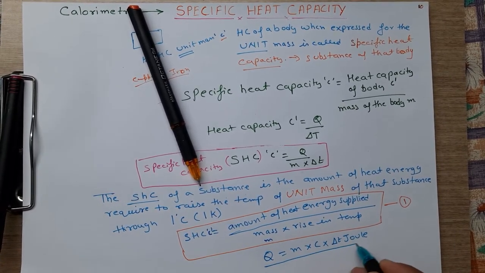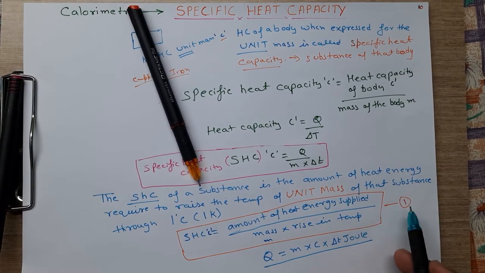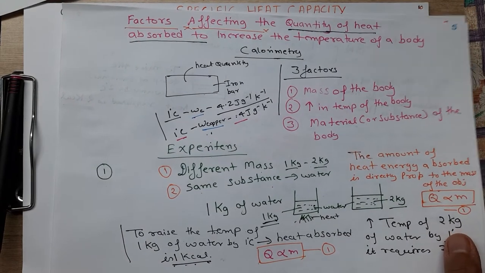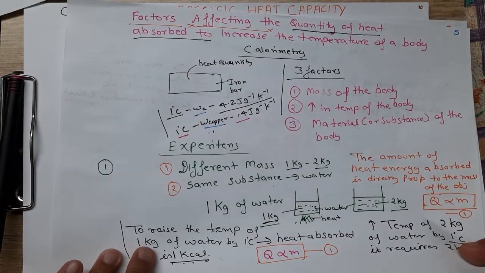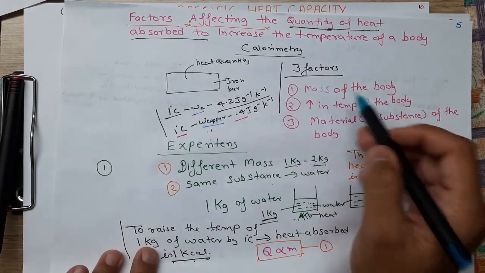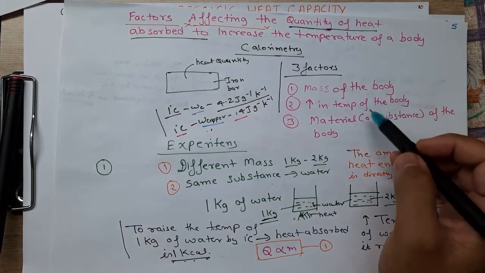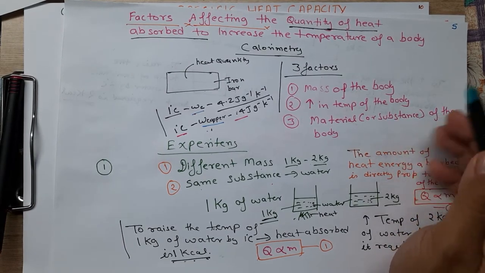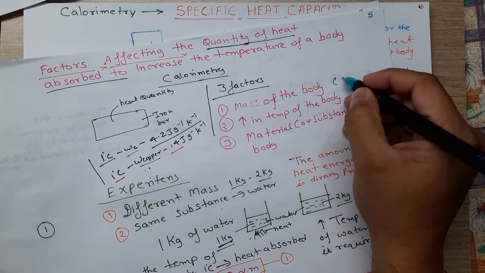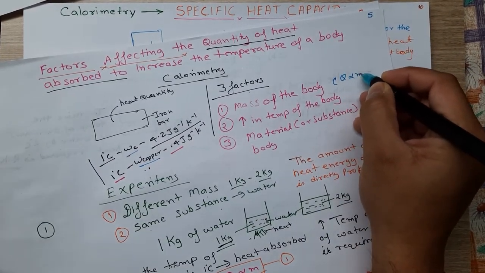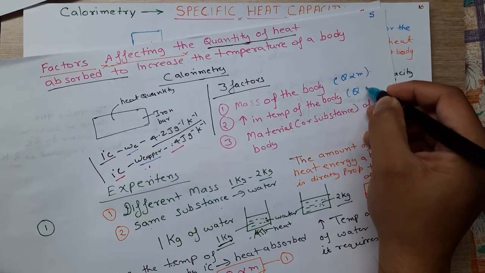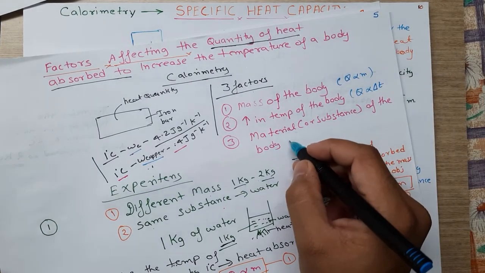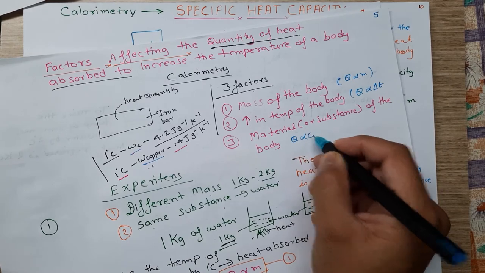Right? So this is the formula we can derive from this equation, equation number 1. So here we can see once again that the quantity of heat energy absorbed to increase the temperature of a body depends upon 3 factors. One is the mass of the body, second is the increase in temperature of the body, and the material or substance of the body, right? So Q is directly proportional to m, Q is directly proportional to delta T, and Q is directly proportional to C, right?